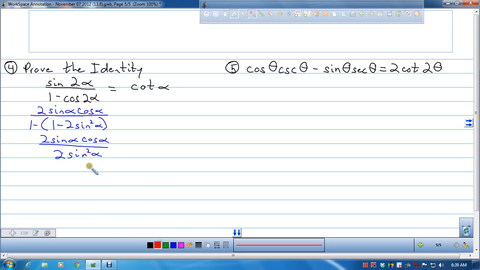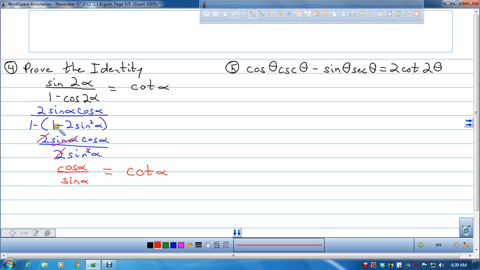And what this is going to allow me to do is simplify out the 2's, simplify out this sine and one of those sines. I end up with cosine alpha over sine alpha, which we know is equal to cotangent of alpha, and we're done.